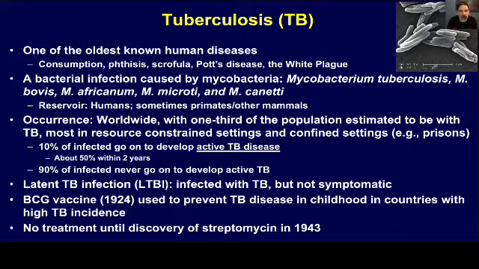However, 90% of people infected with TB never go on to develop active TB disease, and they have something called latent TB infection, or LTBI. They're infected with TB, but they don't develop symptoms. Their immune system pretty much keeps the infection in check. There is a vaccine called the BCG vaccine that is used to prevent TB disease in childhood, and this is primarily limited to those countries that have a high TB incidence rate. And there really was no treatment until antibiotics were discovered, and then discovered to be effective against TB infection and TB disease.